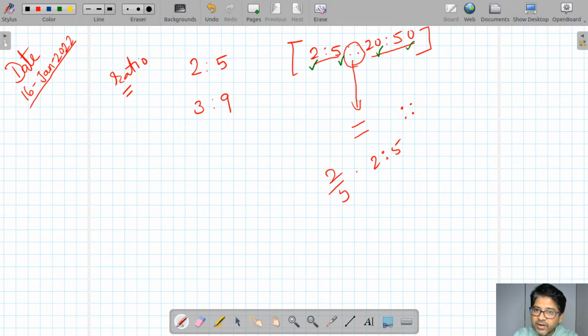Four terms. Very good. And for a ratio, how many terms do we need? Two terms. First term, second term. That's the numerator, and the second is the denominator. Clear? Now, the first term and the last term are called the extreme terms.